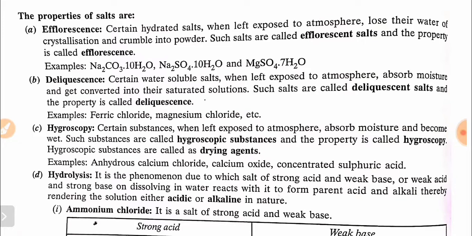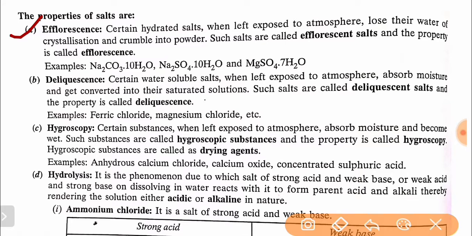Last week, we discussed the salts and how they are formed. Now, we'll discuss the properties of salts. The first property of salts is efflorescence. What does it mean? Certain hydrated salts, when left exposed to the atmosphere, lose their water of crystallization and crumble into powder. Such salts are called efflorescent salts and the property is called efflorescence.